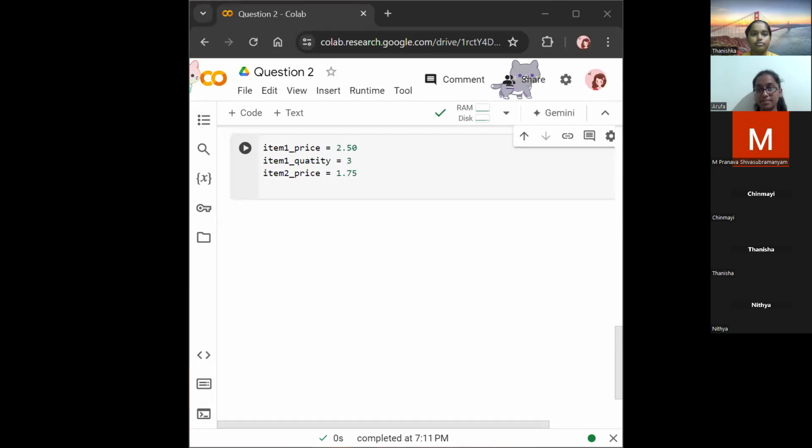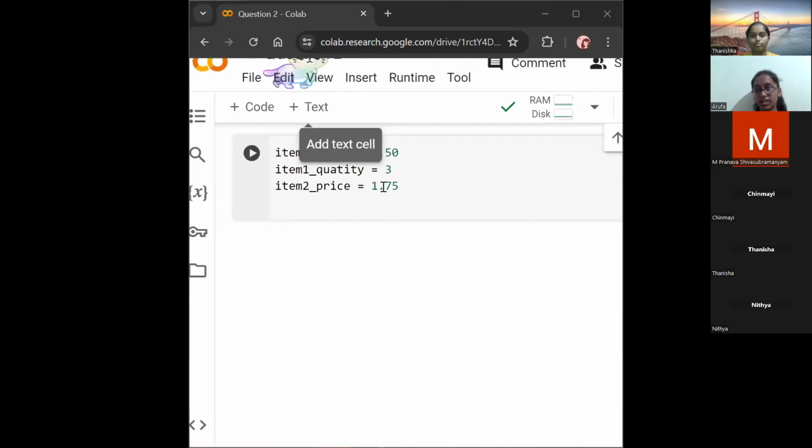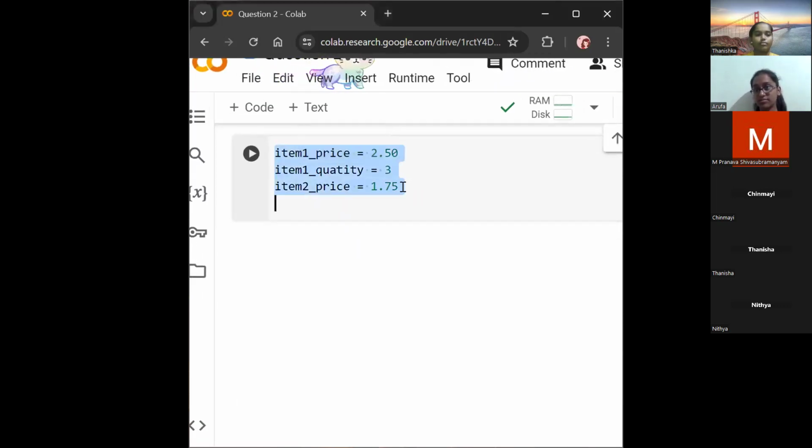Can you see the screen? Yeah. So shall I write the code from the beginning?